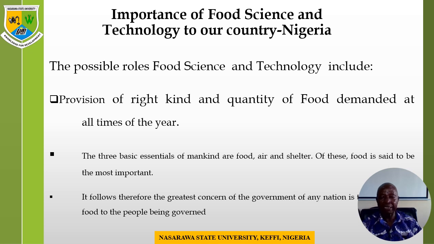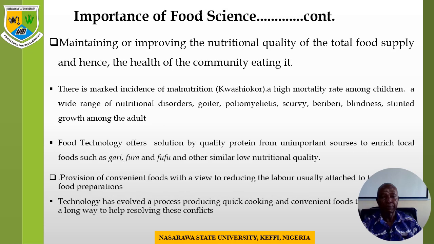The three basic essentials of mankind are food, air, and shelter. Of these, food is said to be the most important. It follows, therefore, that the greatest concern of any nation's government is how to supply food to the people being governed. Very important, because if you cannot supply food to them, then we are not existing at all.